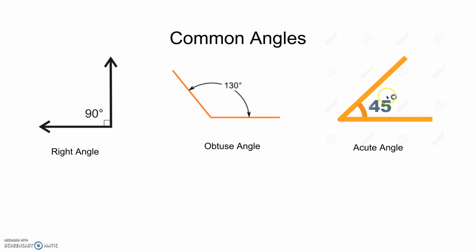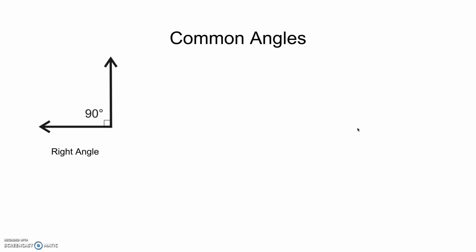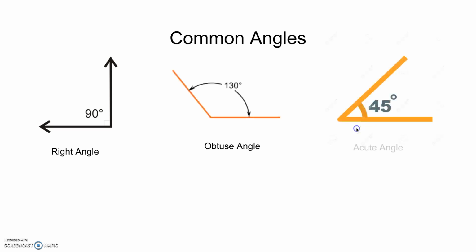Right here we have an acute angle, which, as you can see, is 45 degrees, and as an acute angle, it is below 90 but greater than 0. So that's why 45 falls right in between 0 and 90. And lastly, we have a straight line, which is 180 degrees.